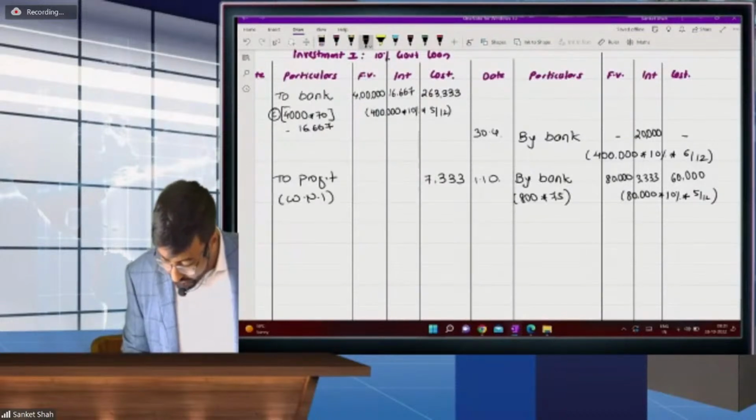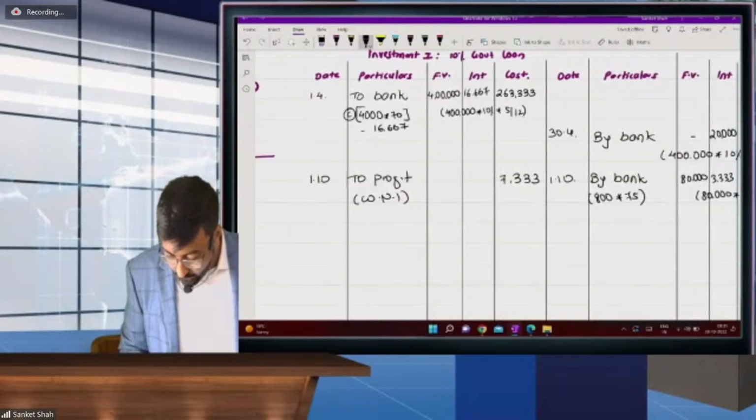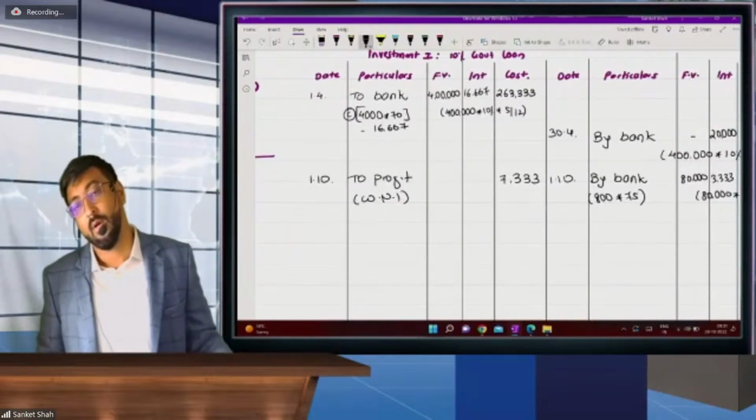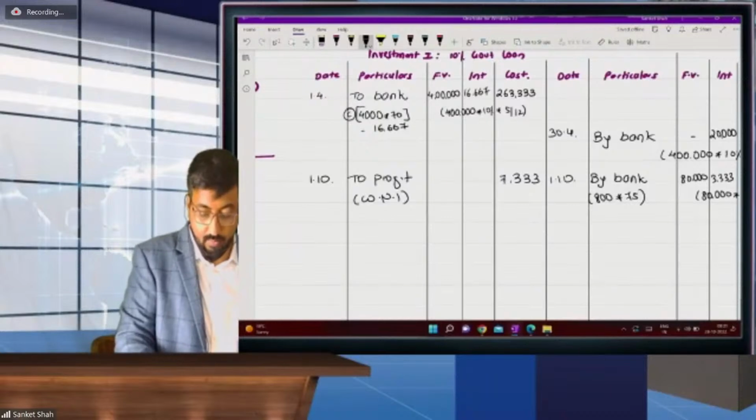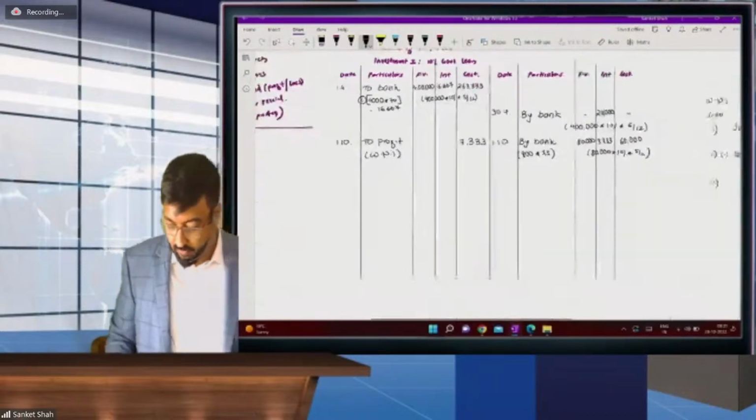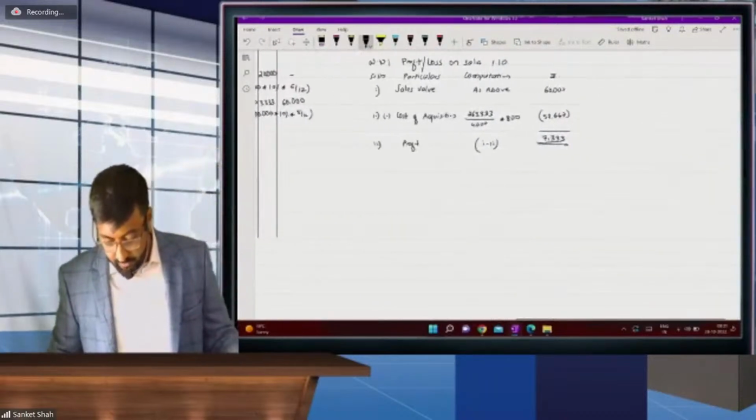Working note 1. 1st October. To profit, working note 1. 7,333.